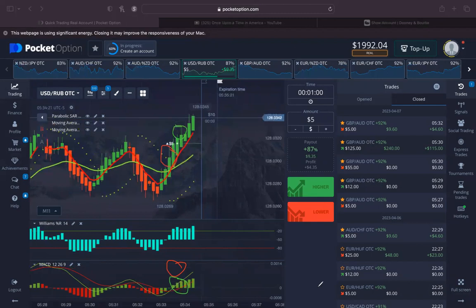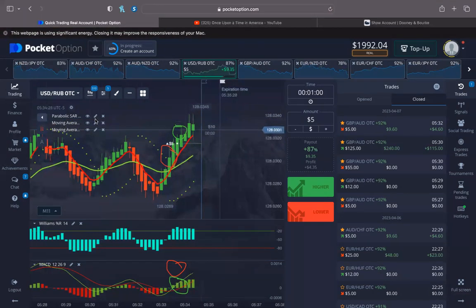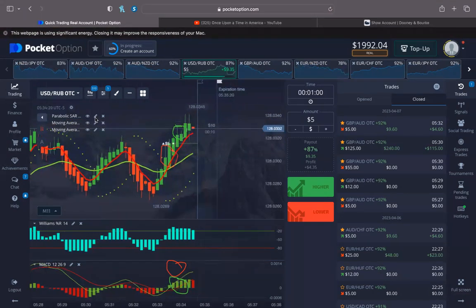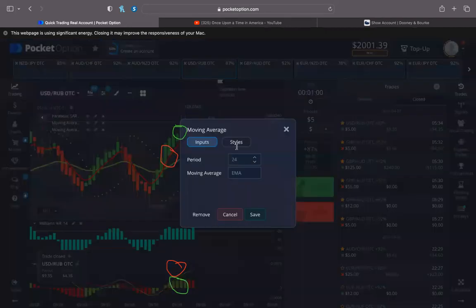My trading platform is pocketoption.com. As far as my chart setup, I use the parabolic SAR and I don't change the settings on it, just whatever the computer offers. My second is the moving average. I actually have two moving averages. The first period is 24. It's an EMA, and the style on that one is green.